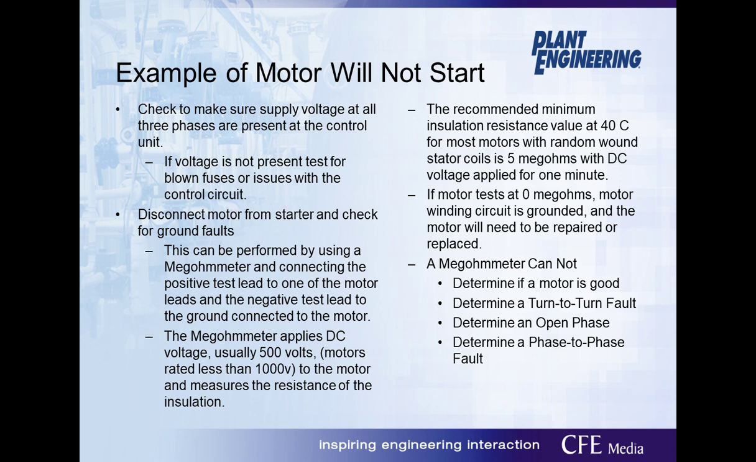If a grounded motor is suspect, this can be tested by performing the insulation resistance test, also known as megger test. With this test, the megger or megohm meter applies 500 volts DC to the motor and measures the resistance of the insulation to ground. The applied DC voltage is why it is important to remove the motor leads from any control circuit. The recommended minimum insulation resistance value at 40 degrees C for most motors with random wound stator coils, with DC voltage applied for 1 minute, is 5 megohms.